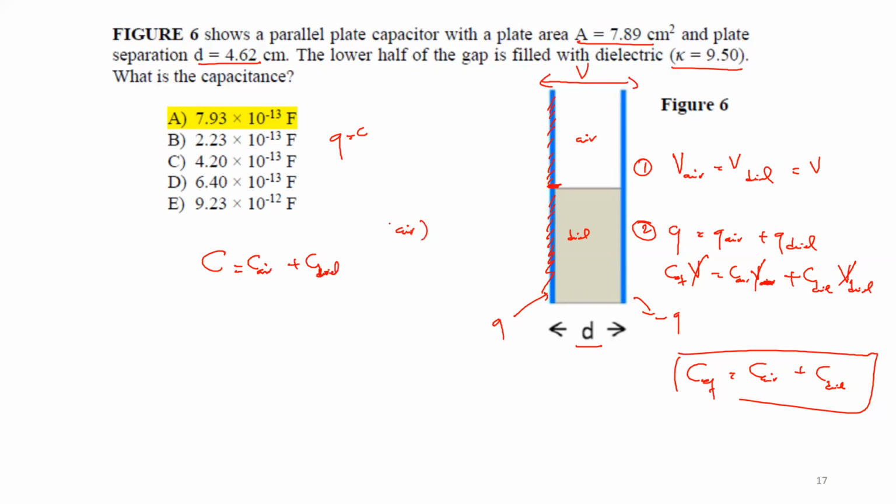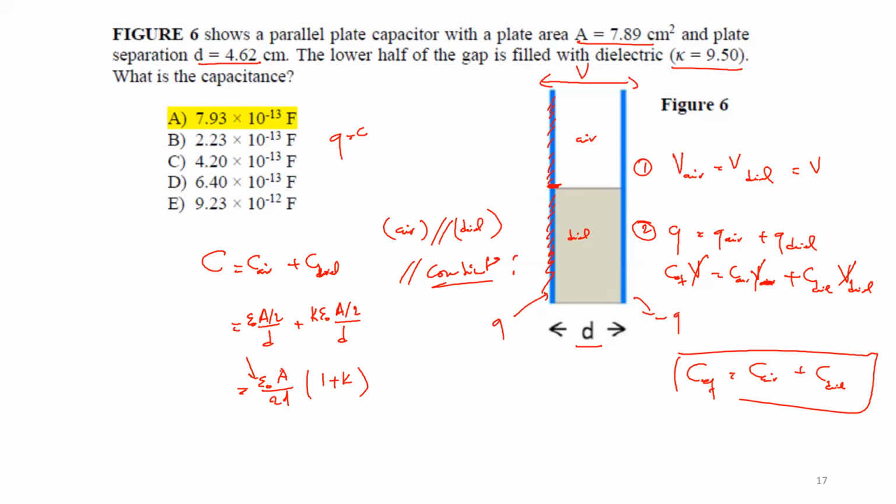because the air is in parallel combination with the dielectric. Okay, what's CA? Epsilon naught times half of the area, because half of the area is with air, divided by the distance. What is C dielectric? It's kappa epsilon naught, half of the area, divided by the distance. So when you use this, of course, you'll have epsilon naught A divided by 2D, times 1 plus kappa.